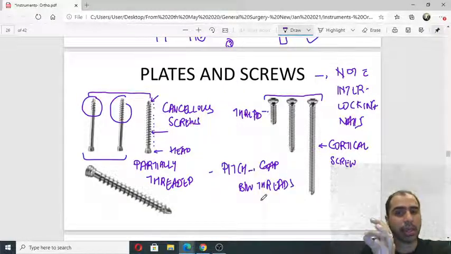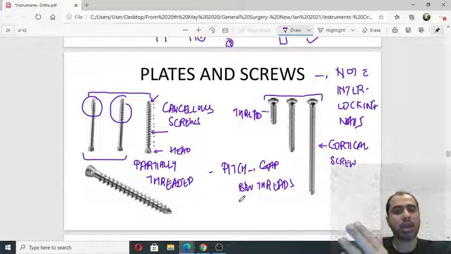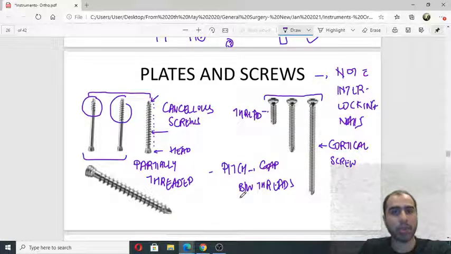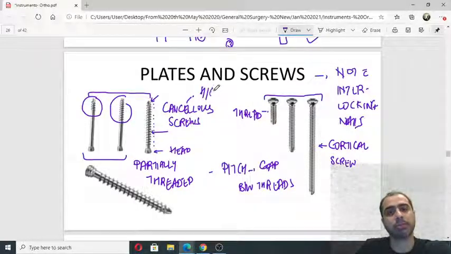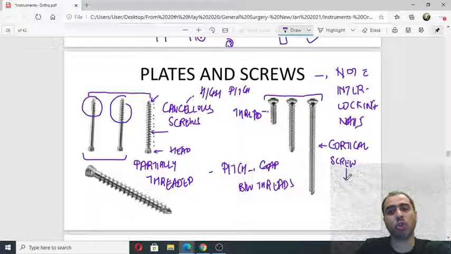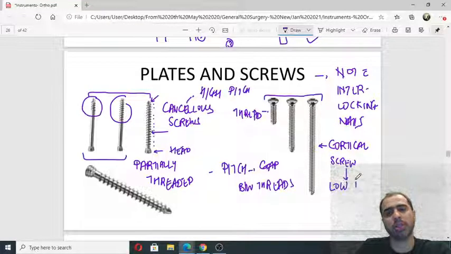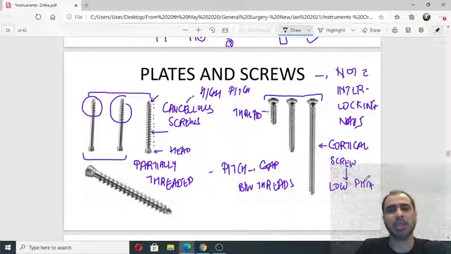Okay, they are the gap between the threads. So if they ask you, how do you differentiate a cortical screw from a cancellous screw, you will say, in a cancellous screw, high pitch. In a cortical screw, low pitch, because the threads are very close.